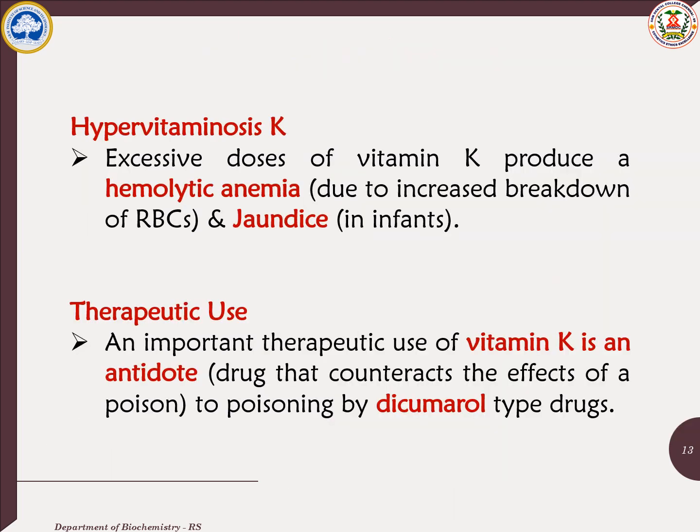Hypervitaminosis is also possible with vitamin K, because an excessive dose of vitamin K can accumulate in your body and lead to hemolytic anemia and jaundice. Also, vitamin K is used in therapy as an antidote, a drug which can counteract the effects of poison, like dicumarol type drugs. The poisonous behavior of dicumarol can be counteracted by vitamin K. Hence, vitamin K can also be used as a therapeutic drug.